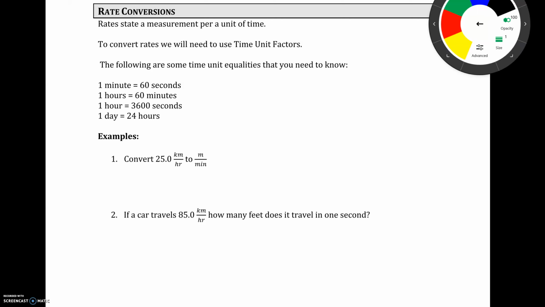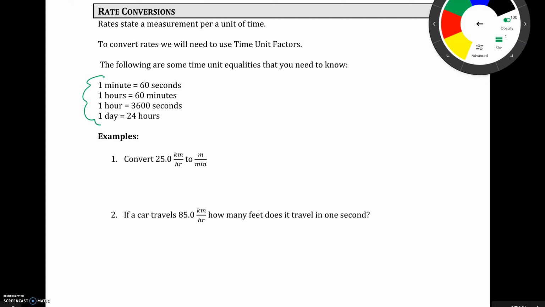Okay, so thank you. This is the third and final part of our lesson on non-metric conversions, and it's going to be on rate conversions. So rates, we typically have a measurement per unit of time. It could be a distance per unit of time or a volume per unit of time. And so we're going to be including time factors into our conversions.